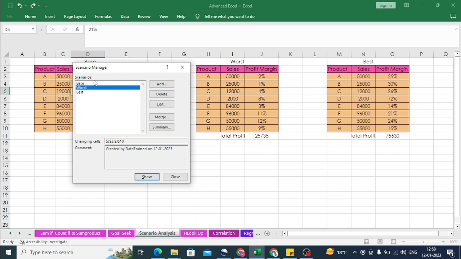Same thing we will do for the best case scenario. Note that the first three values we have changed when we entered the best case scenario. So the profit margin has further increased for products A, B, C. So when we hit show, again, whatever profit margin we entered in the scenario has been entered over here, and our total profit is 80,140 rupees.